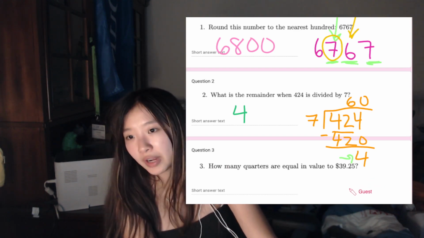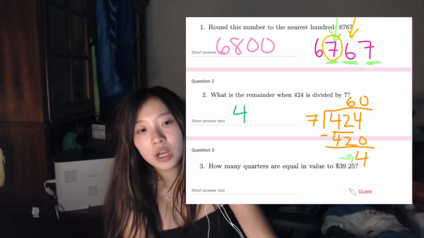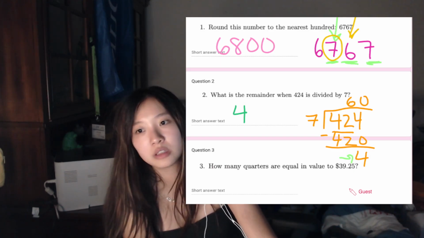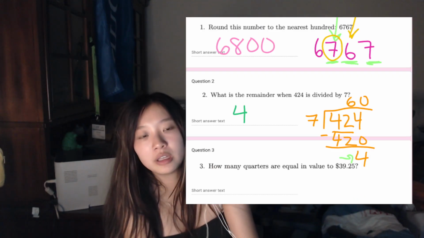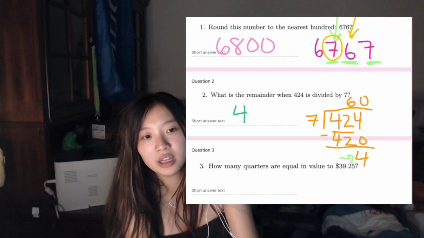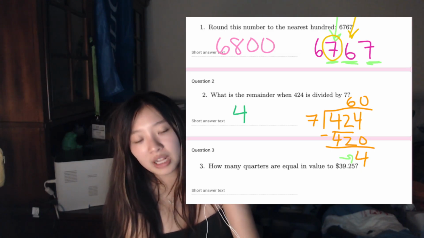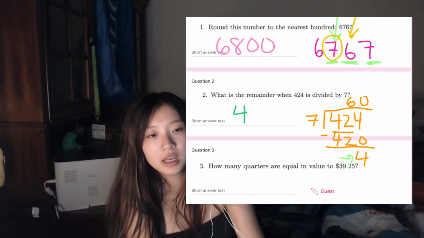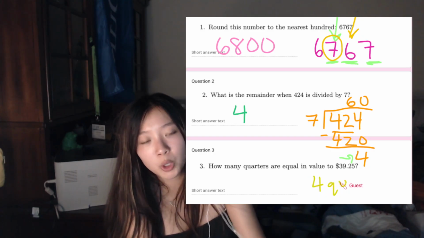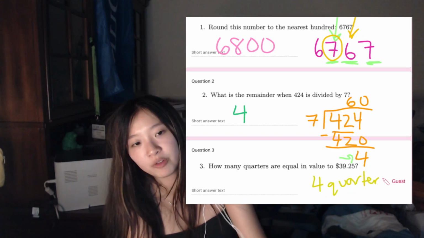Long division is also very helpful in our next question, which is how many quarters are equal in value to $39.25? So hopefully everybody here knows that a quarter is 25 cents. If not, I recommend you learn that. And so that means that there are 4 quarters to $1. Hopefully we also know that too. It's okay if we don't though.